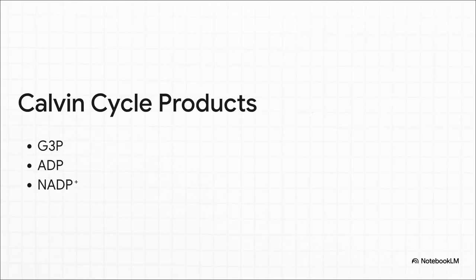So, what are the products? The Calvin cycle produces G3P, which, as we know, is used to build glucose, but it also produces ADP and NADP+. And the really amazing thing here is that this ADP and NADP+ don't just disappear. They simply return to the light-dependent reactions, where they get recharged and recycled right back into ATP and NADPH.